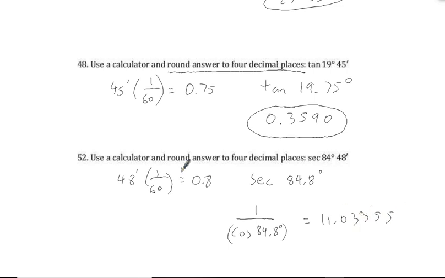Again, they want our answer rounded to 4 decimal places. So this 5 is going to change the other to a 6, and 11.0336, 4 decimal places for the answer there to 52.